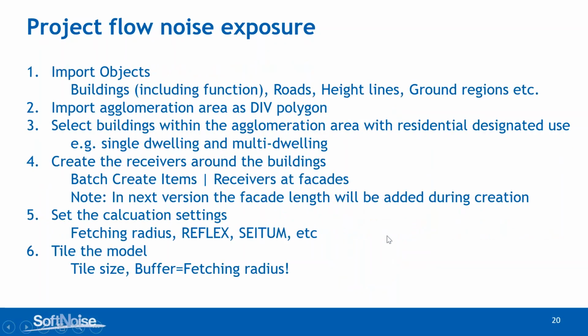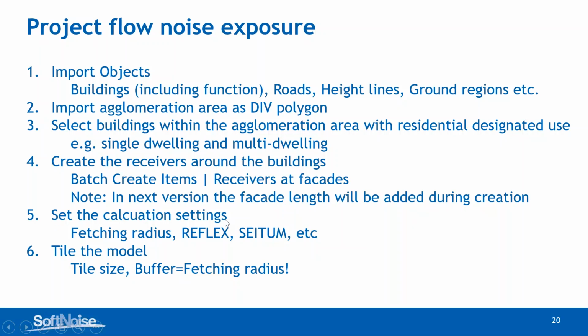So coming back to the project flow, what I've done is I've imported the objects. I imported the agglomeration area. I selected the buildings within this agglomeration area with the residential designated use to differentiate, for instance, between single dwellings and multi-dwellings. I created the receivers around the buildings. And note, in the next version, the facade length will also be added during this creation because we need that facade length per receiver.